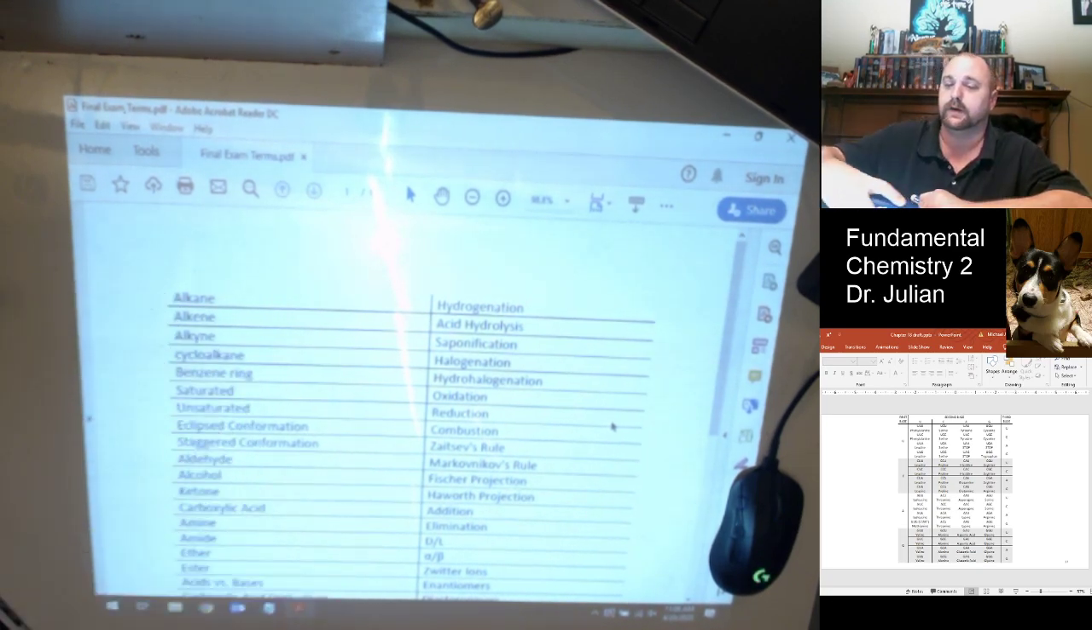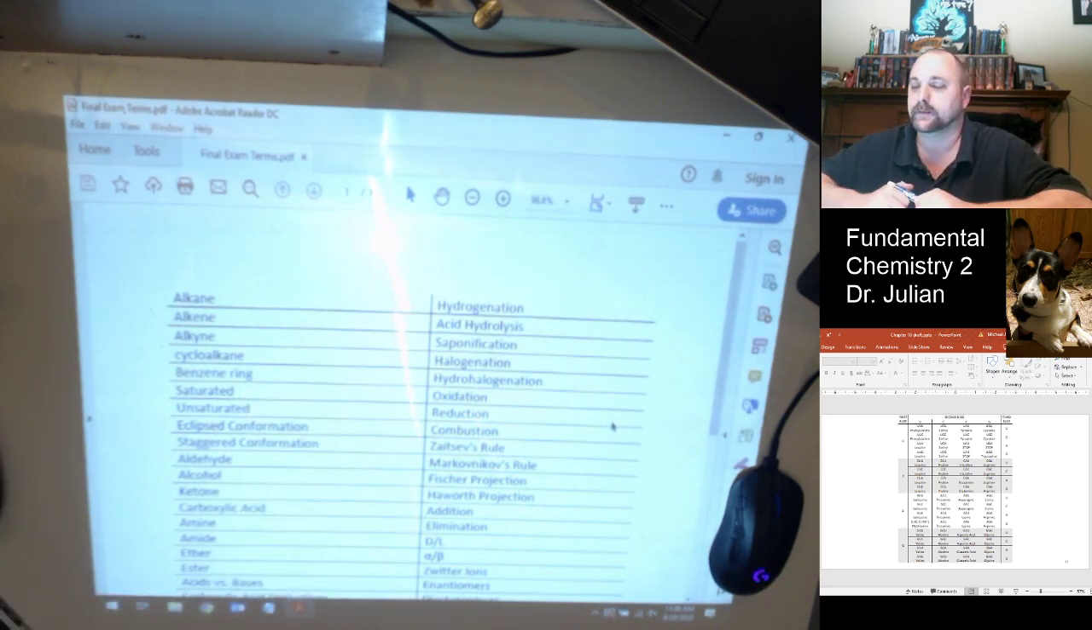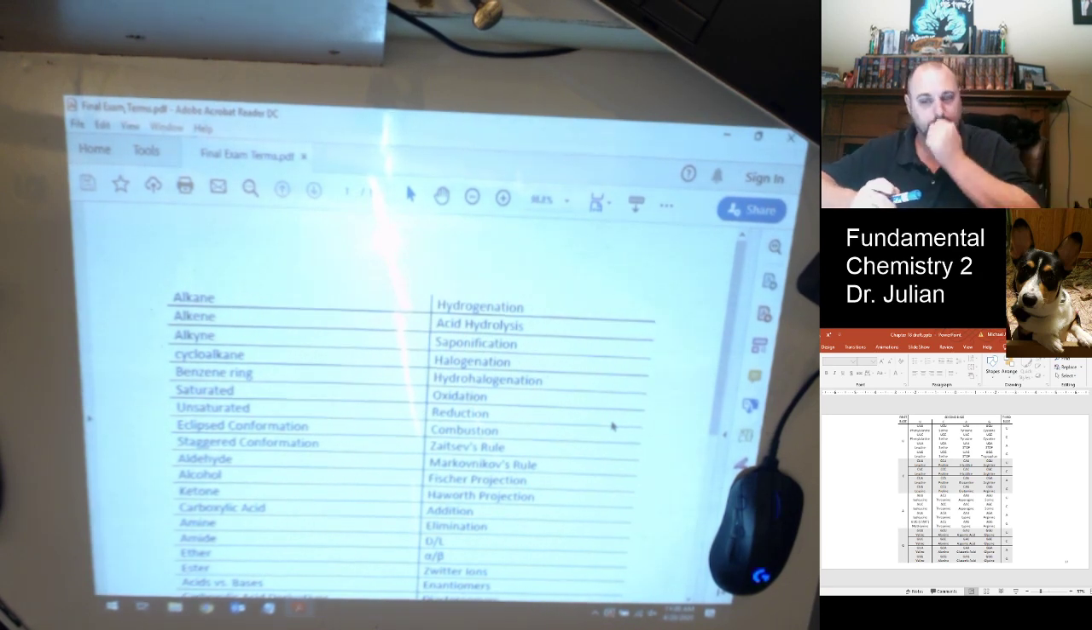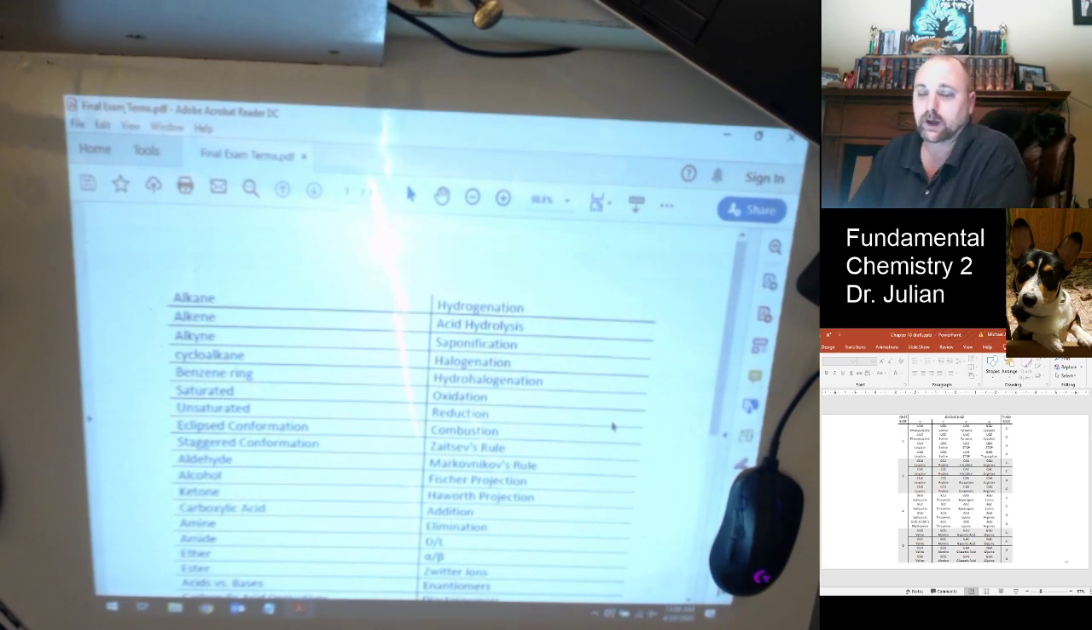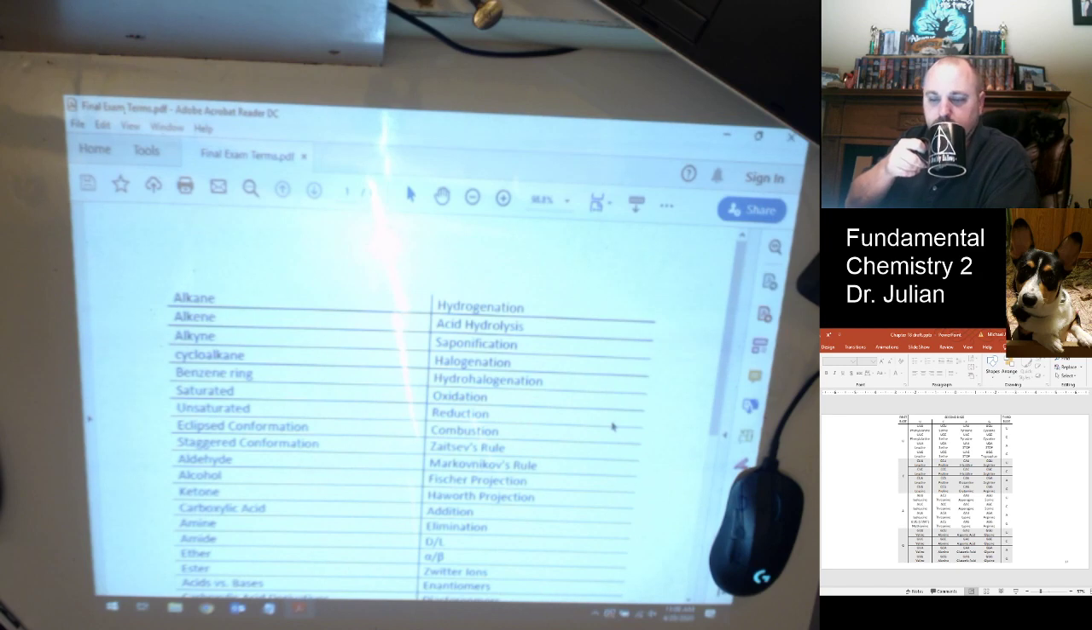Saturated versus unsaturated, so any kind of double bonds or rings. Eclipsed formation versus staggered. That's why we have our zigzag pattern; we're trying to avoid sterics. Aldehydes, alcohols, ketones.